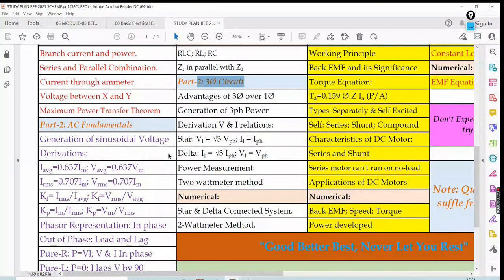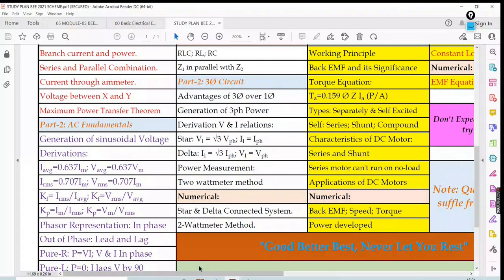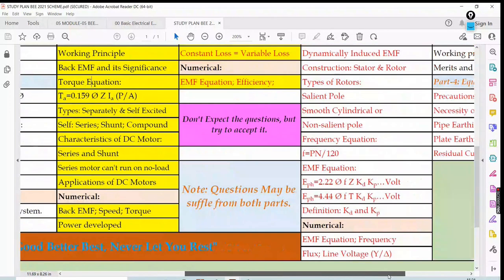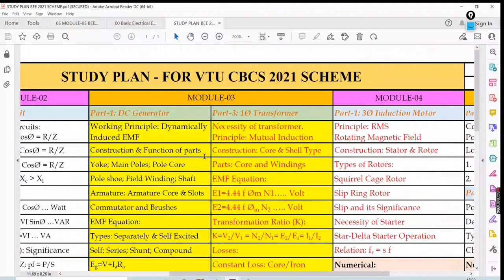This three-phase circuit is easy compared to single phase, so you can concentrate on this properly from the internal exam point of view. Next, with respect to the third module. The third module contains 3 concepts: one with respect to the generator, that is the DC generator, another with respect to the DC motor, then third with respect to the single phase transformer.